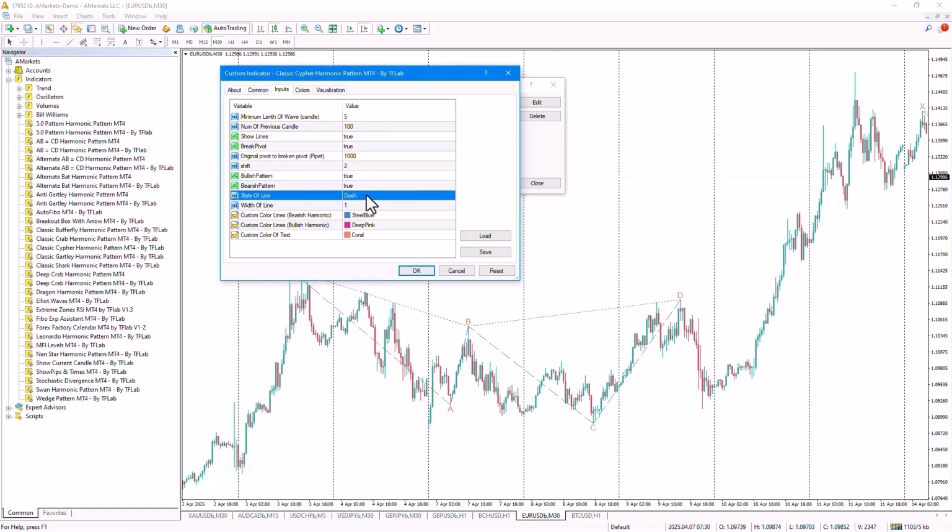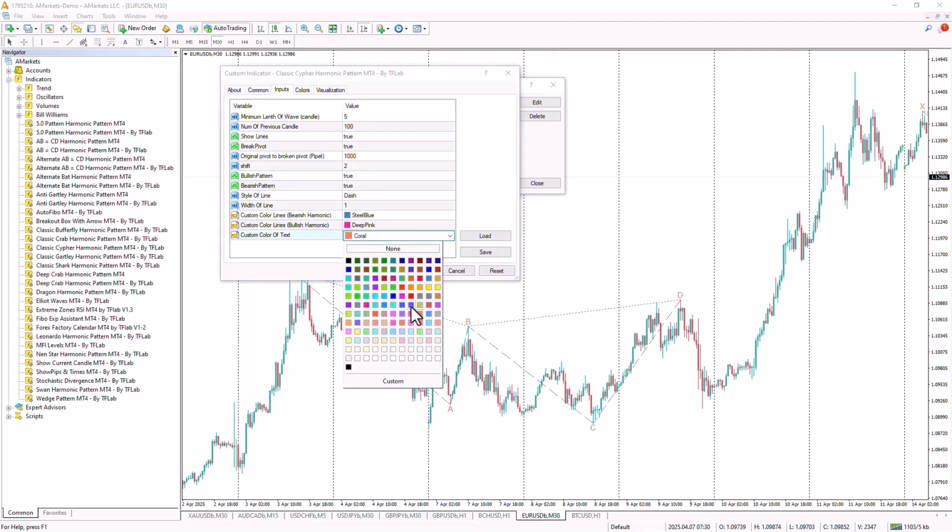In the next 2 sections, we can enable or disable the display of bullish and bearish harmonic patterns. In the next section, we can determine the drawing style of the harmonic pattern, which includes 5 options: solid, dash, dot, dash dot, and dash dot dot. In the following section, we can set the size of the harmonic pattern lines. And if this option is set to more than 1, the drawn lines will automatically be in solid mode. And in the last section, we can change the color of the bearish harmonic pattern, the color of the bullish harmonic pattern, and finally, the color of the harmonic pattern labels to any desired color.